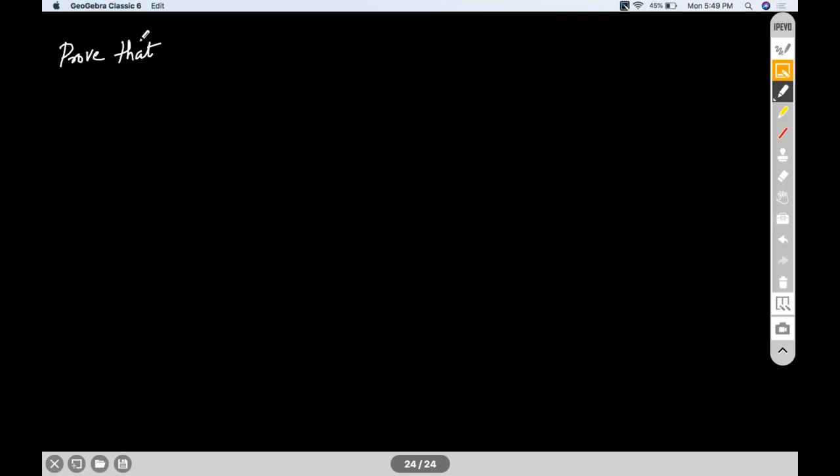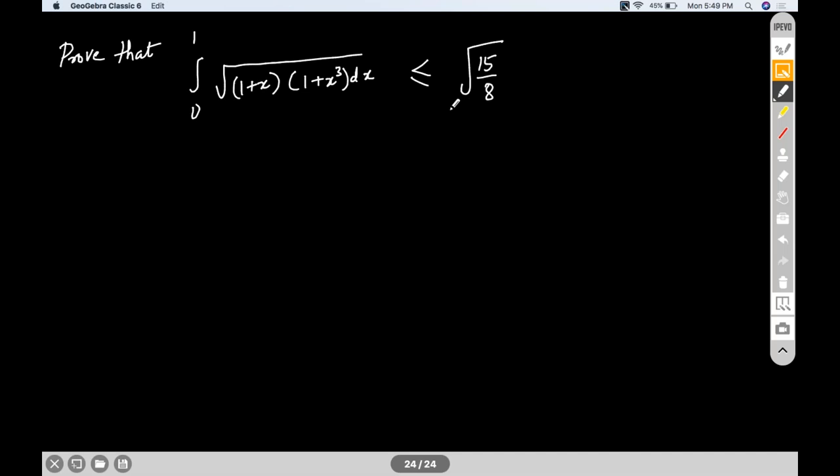Prove that integration from 0 to 1 under root of 1 plus x into under root of 1 plus x cube dx will always be less than or equal to under root of 15 by 8. Type done once you're done.